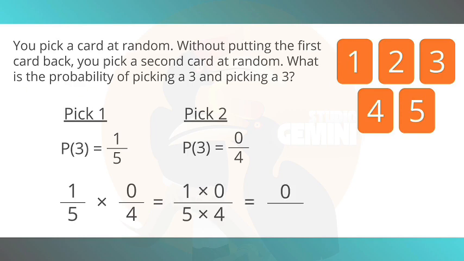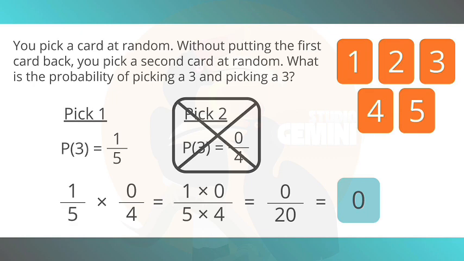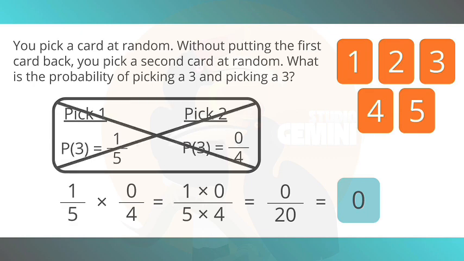1 times 0 is 0, and 5 times 4 is 20. 0 over 20 simplifies to just 0. The probability of picking a 3 and then a 3 is 0. If you think about it, it makes sense that the probability was 0. If any single event in a set of events is not possible, then the entire set is not possible.